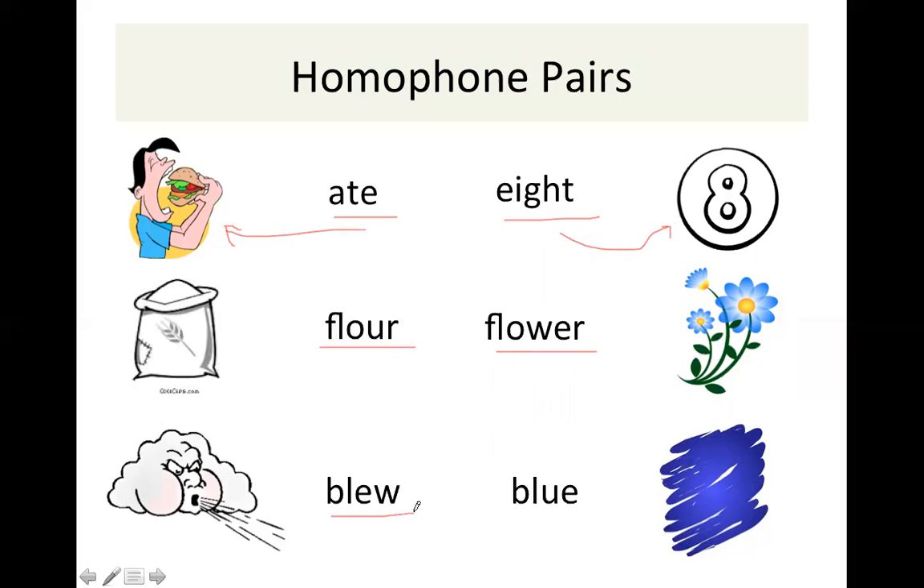Down here we have blew and blue. Blew, which is past tense of blow, and we have a cloud here, and he blew the wind strong. And here we have blue, as in the color blue. So again, we see that all of these words have exactly the same sounds, but different meanings.